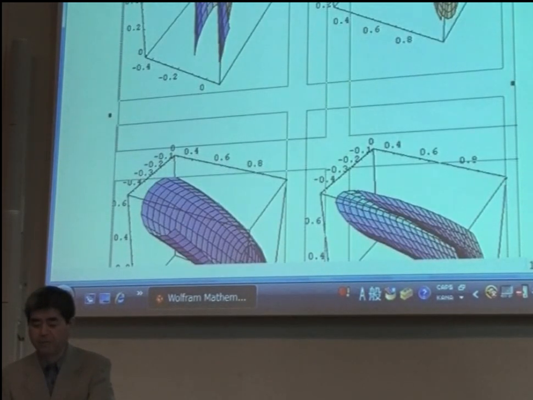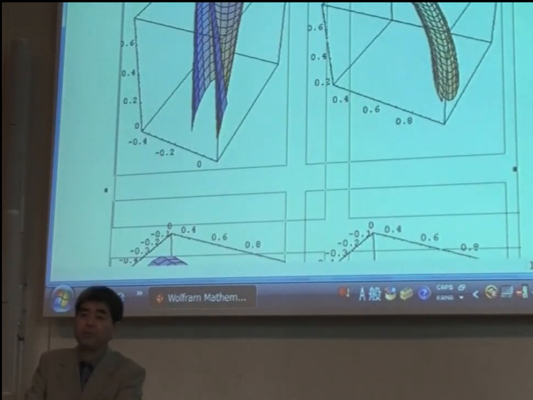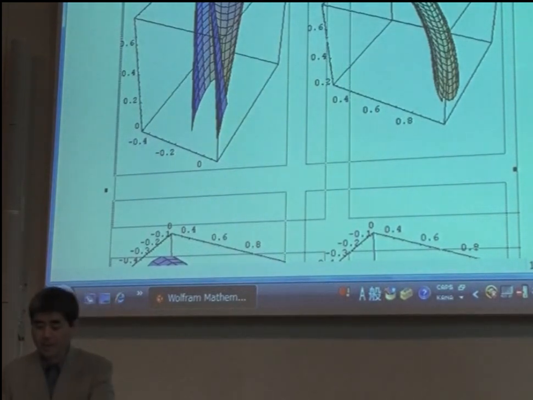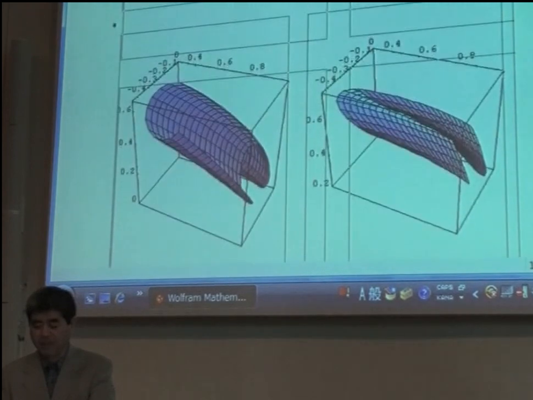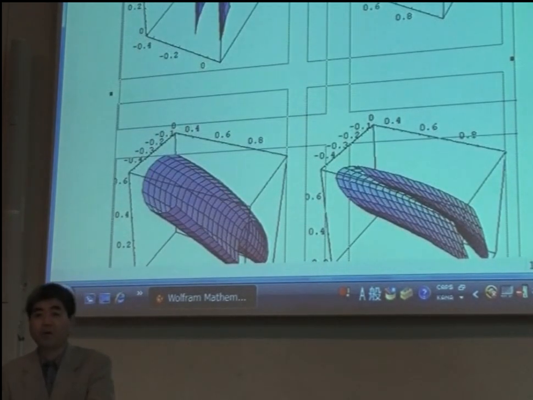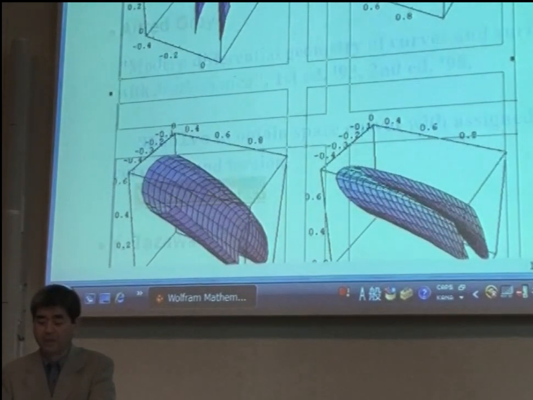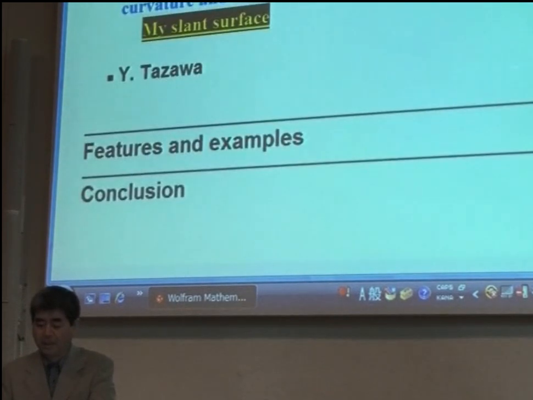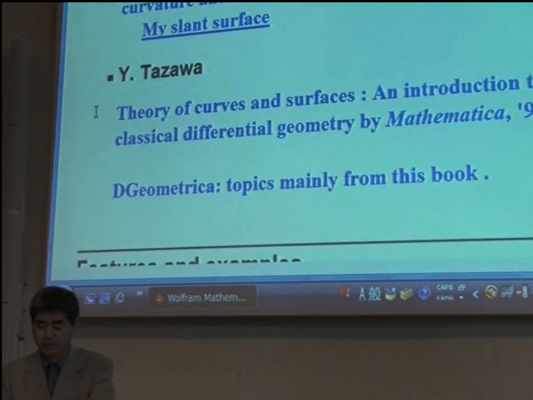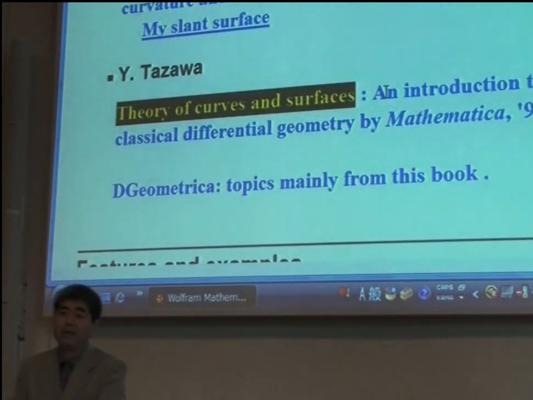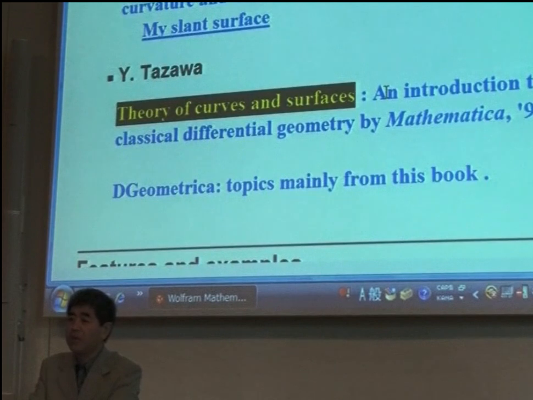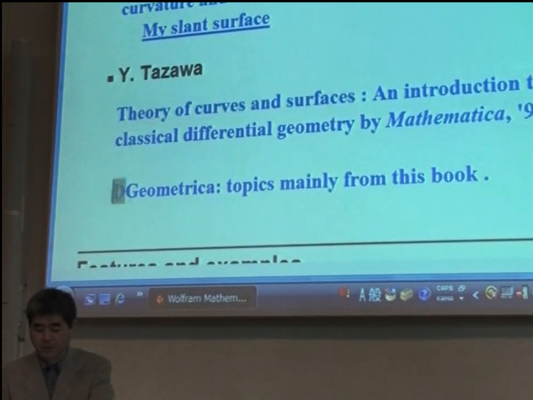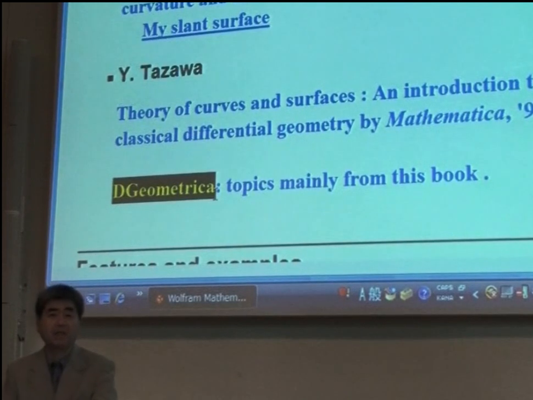Actually, these are pictures of the surface projected to four different three-dimensional spaces. This is very close to the image in my mind, and I realized the power of Mathematica through these pictures. This was the beginning of my use of Mathematica in differential geometry. I published a book in 1999, written in the Japanese language, and the present DGeometrica is a Mathematica package consisting mainly of the topics contained in this book.